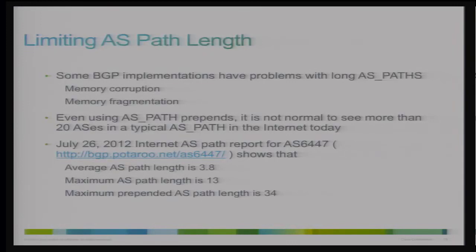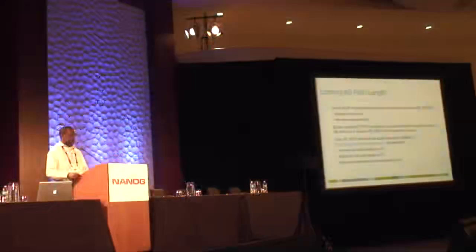The maximum unique AS-path length is 13. But the maximum prepend observed was 34. That's huge. I mean, the maximum unique is 13, but even in that particular case, you still have more than 20 prepended in the AS-path, which is not really necessary to achieve the traffic engineering, but it could hit some of the limits on some of the routers on the internet.